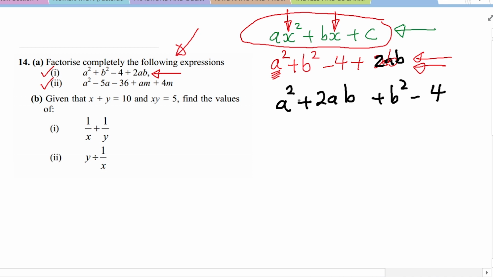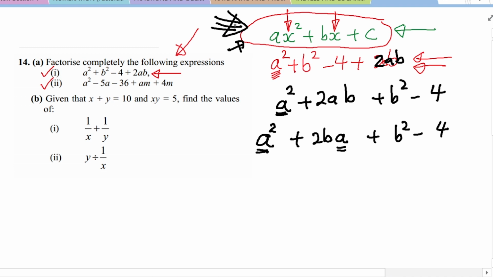After doing that, we are going to look at this. Since my a is like my x in the general expression, this is like x squared plus 2ba plus b squared minus 4. So where you're seeing a, that is like my x, my value of x in the general expression. I hope you're not confused. Okay, so what we're going to do here is we are supposed to find two numbers.